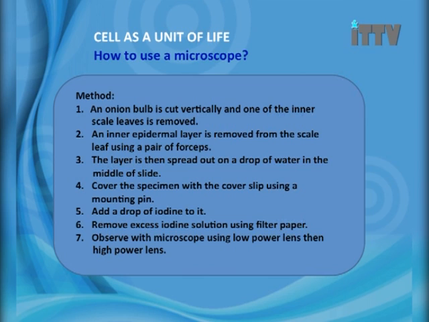Firstly, an onion bulb is cut vertically and one of the inner scale leaves is removed. An inner epidermal layer is removed from the scale leaf using a pair of forceps. The layer is then spread out on a drop of water in the middle of the slide. Cover the specimen with the cover slip using a mounting pin.